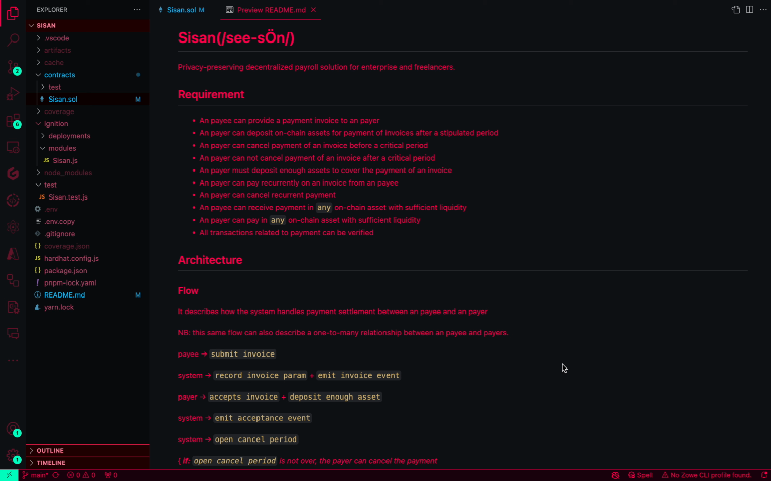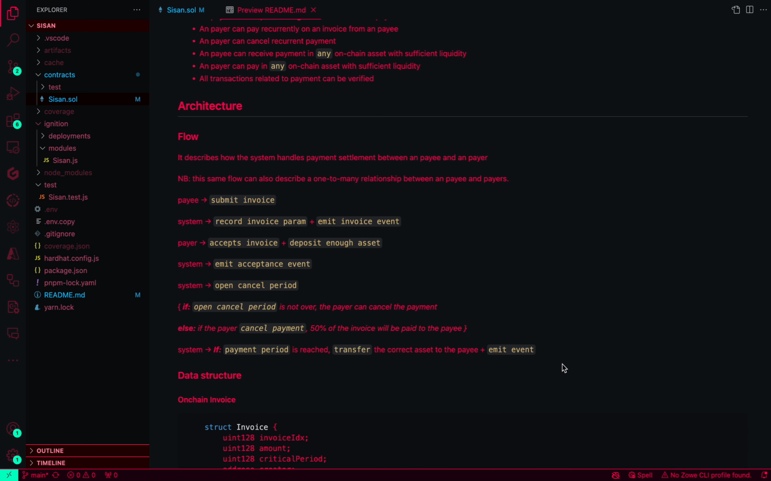These are the requirements. It allows a payee to provide an invoice, and a payer can deposit on-chain assets that can be used for the payment of an invoice. A payer can cancel an invoice, and if he cancels after a critical period, 50% of a single payment of an invoice will be given to the payee, while the rest will be sent to the payer. If the critical period has not elapsed, 100% of the payment attached to the invoice will be sent back to the payer. And the system ensures that all invoices can be tracked and transactions can be verified on chain.